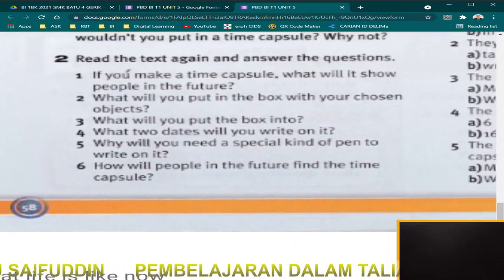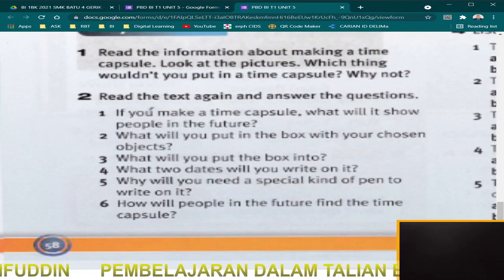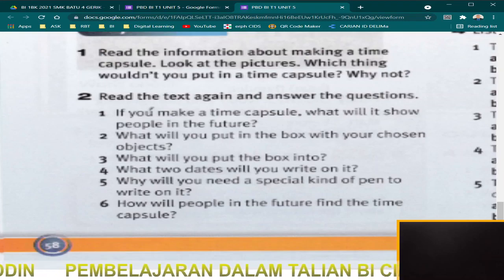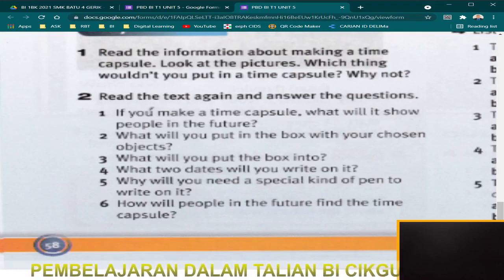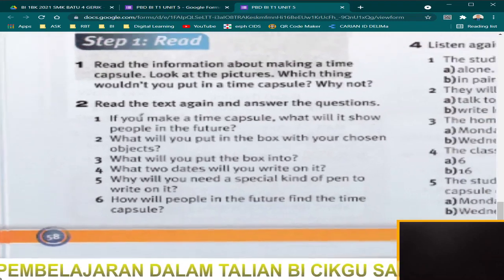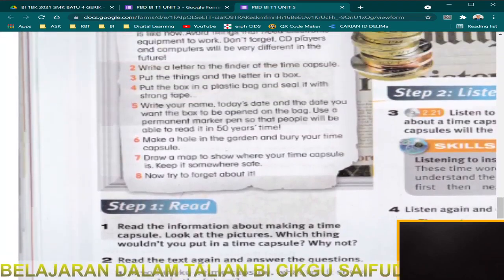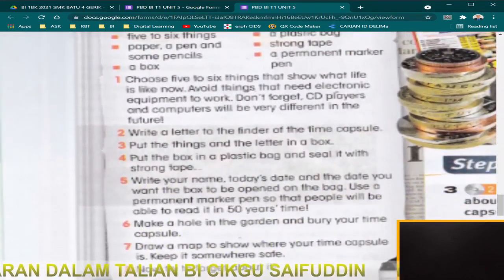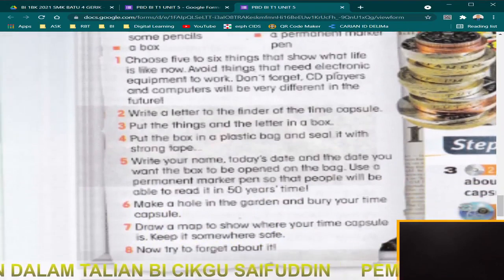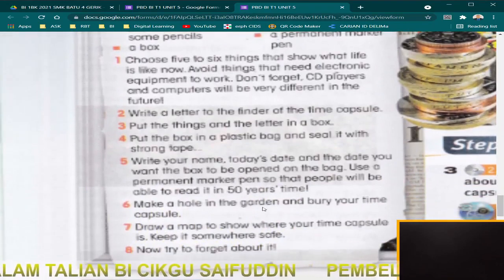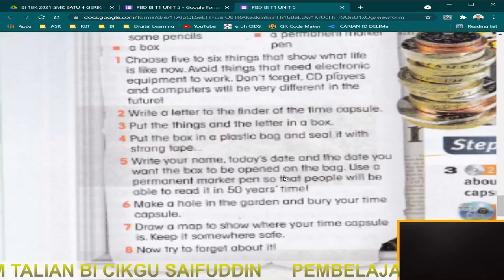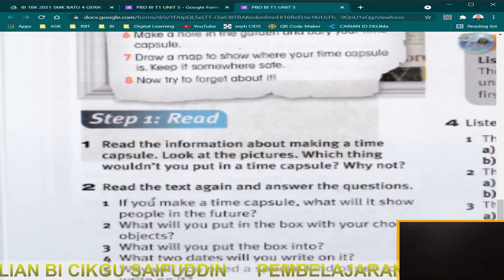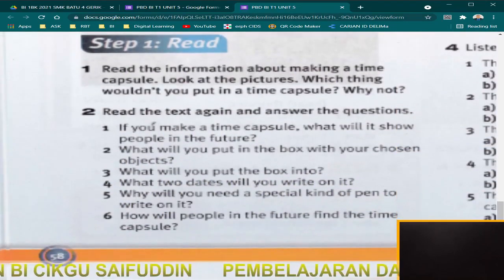What will you put the box into? Okay, kotak akan disimpan di dalam plastik. What 2 dates will you write on it? Apakah 2 tarikh yang anda akan tulis pada surat tersebut? Okay, you can find out the answers here. Write your name, today's date, and the date you want the box to be opened. Okay, so that will answer the question 4.